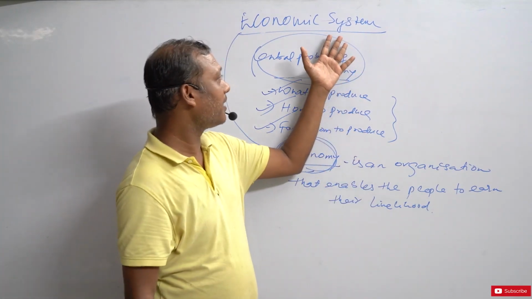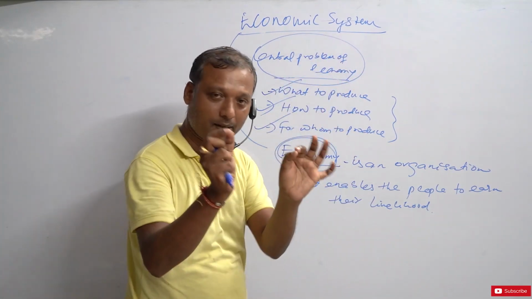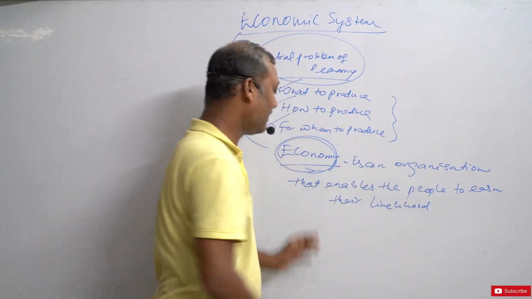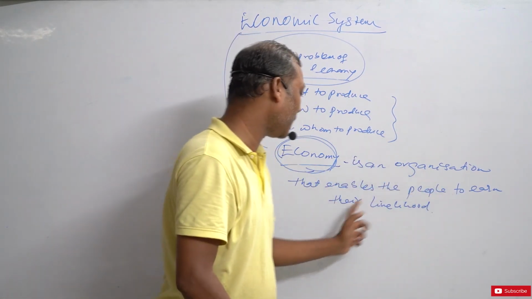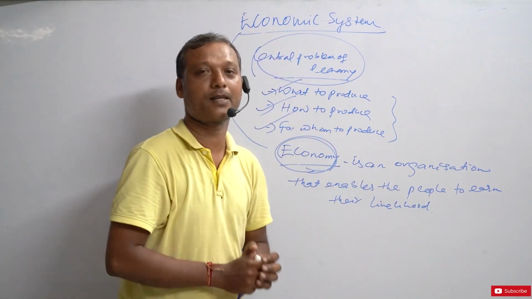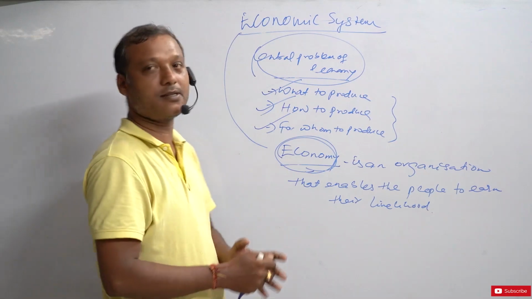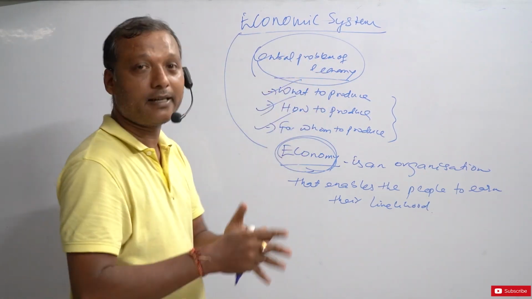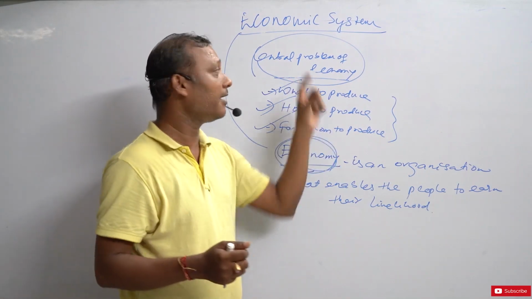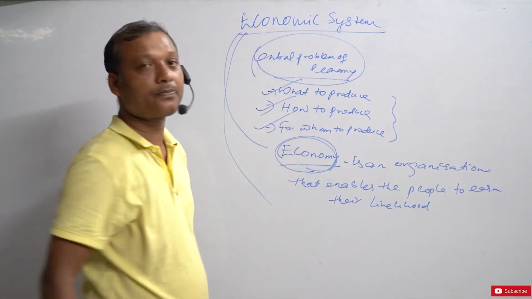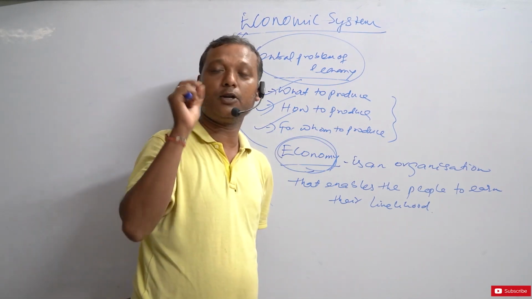So, before understanding economic system, I simply told you what is an economy. Economy is an organization that enables the people to earn their livelihood. So now I have told you about economic system. We will now move to our discussion about different types of economic system. Economic systems depend on the country. Now we'll discuss that.